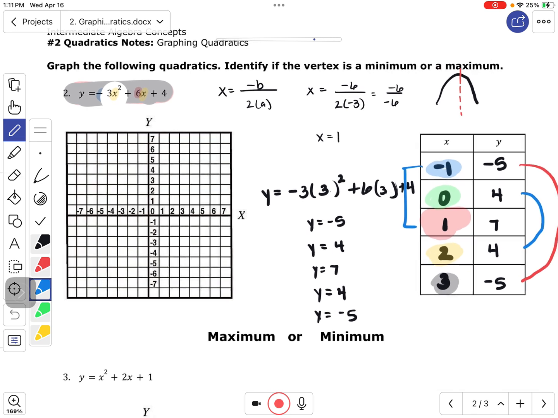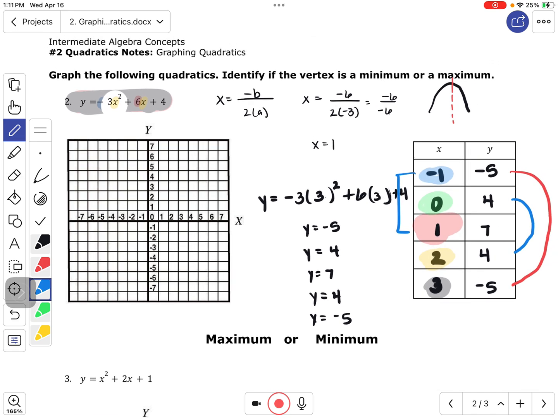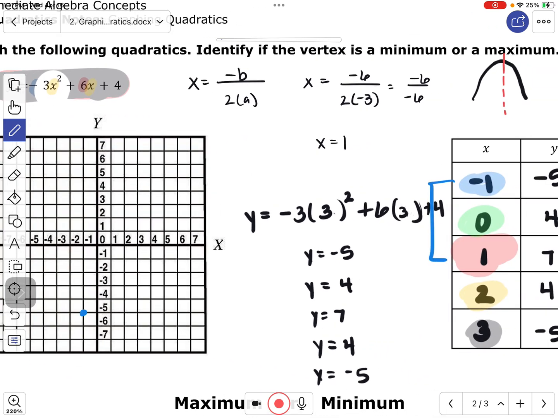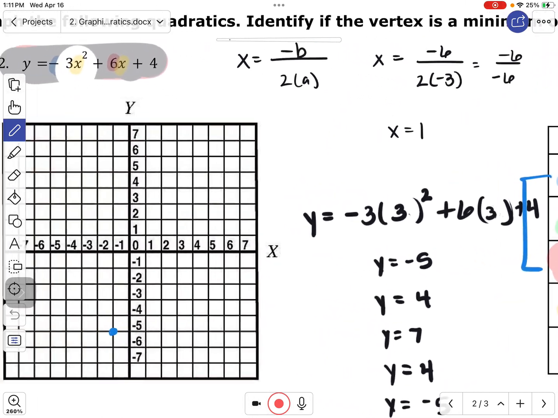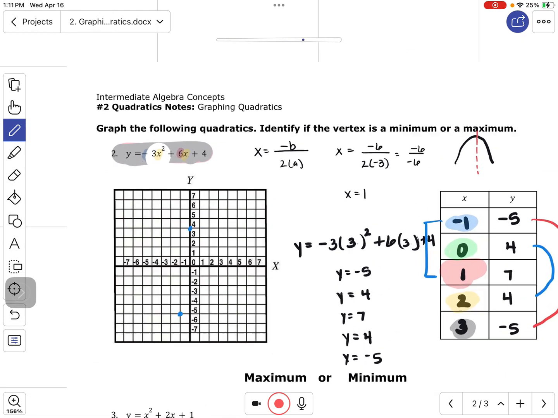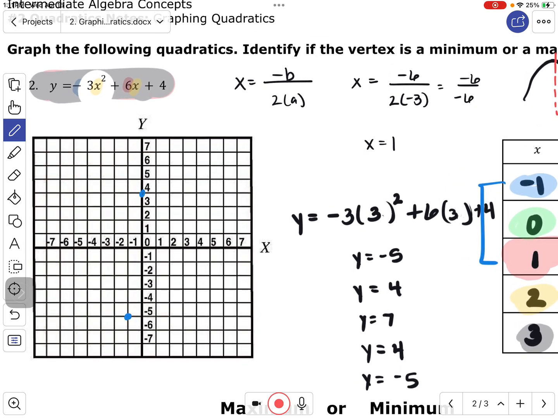Okay, but now we want to graph it. So on my graph, I'm going to say -1, -5. So -1 and -5 is right about there. Okay, my next one is going to be 0 and a +4. So I'm going to go 0 to a +4, make my dot, and then 1 and 7. So I'm going to go over to 1 and up to 7.